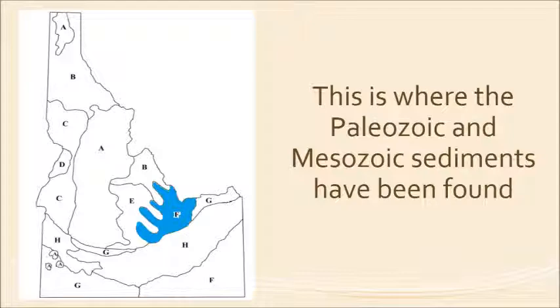Looking at this map of Idaho, we can see the Paleo and Mesozoic marine sediments are found in the south-central and southeastern parts of Idaho. The rocks involved here are thick packages of sedimentary strata that have been deposited along a passive margin.